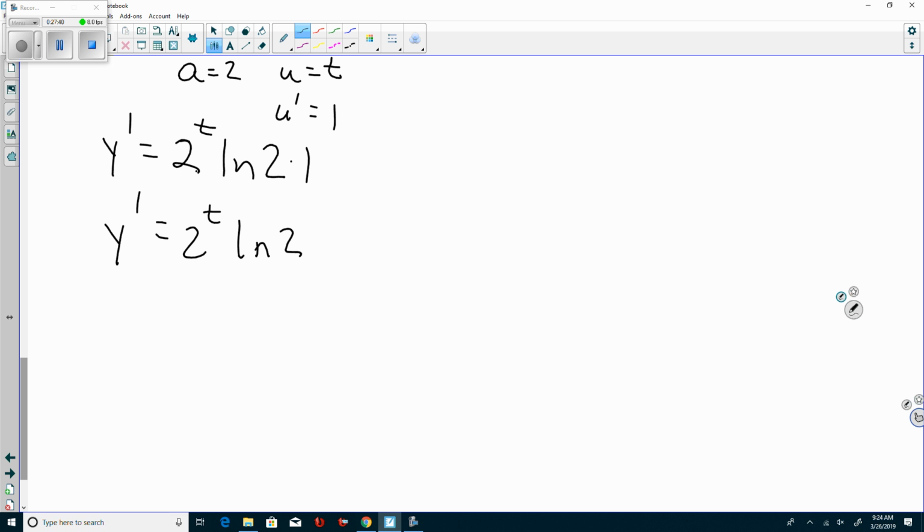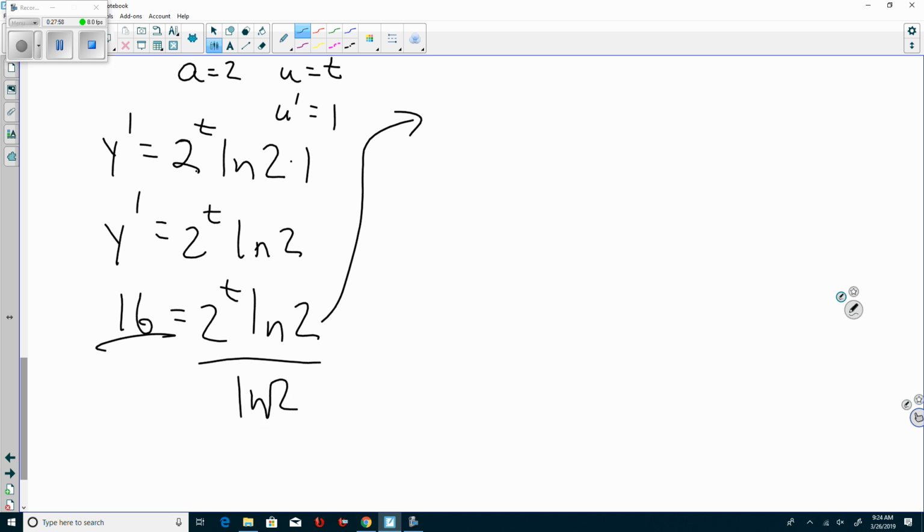You want to find at what point the tangent line has a slope of 16. So 16 equals 2 to the t ln 2. We want to solve for t. I'm going to divide both sides by ln 2. So I have 2 to the t power equals 23.083. We can validate this tomorrow in class. Those are your values.